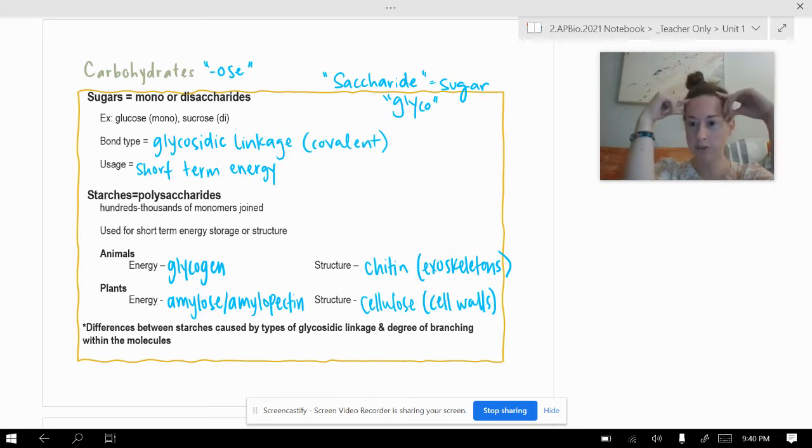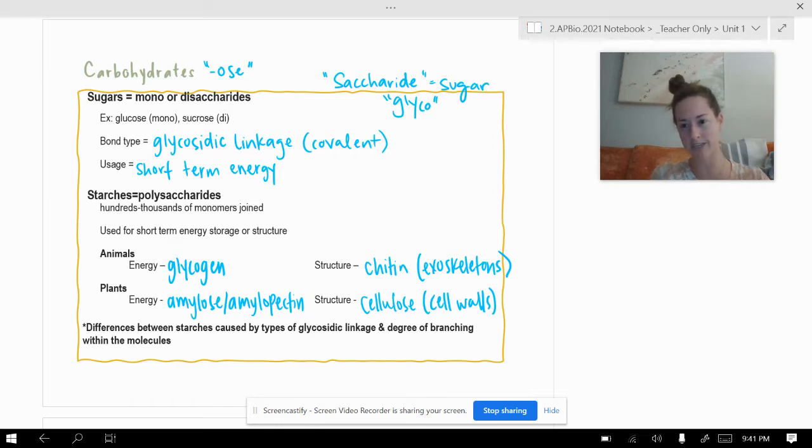Because of the way the glucose molecules are orientated and bonded together, it causes our enzymes to only be able to break down one of them because of the way the molecules are shaped. So that's this note down here that talks about differences between starches having to do with the glycosidic linkages and the degrees of branching. That leads to us not being able to digest cellulose, which is why it is also known as plant fiber. So it's just kind of an interesting fact.